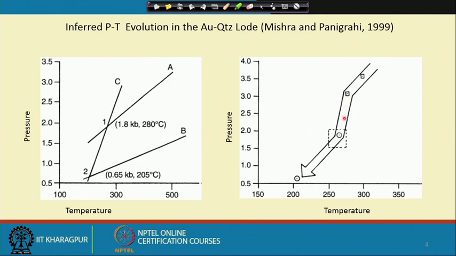separated, underwent unmixing, and that unmixing is witnessed by the coeval existence of pure carbonic and pure aqueous inclusions, from which, from the intersecting isocores, further evolution of the fluid to lower pressure temperature conditions could be deduced, and a picture of evolution of the fluid with the change in the physicochemical parameters, mostly pressure and temperature, that could have given rise to the mineralization in the gold quartz lodes could be ascertained.